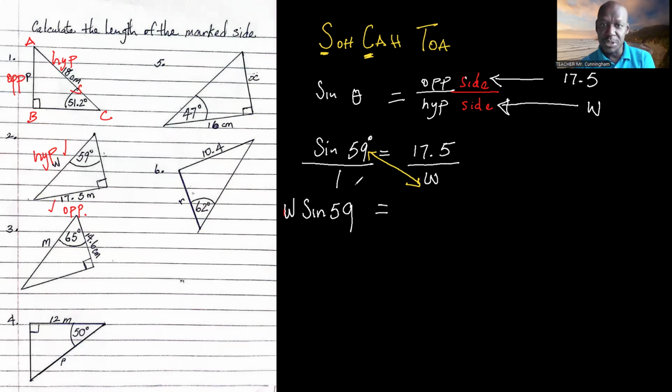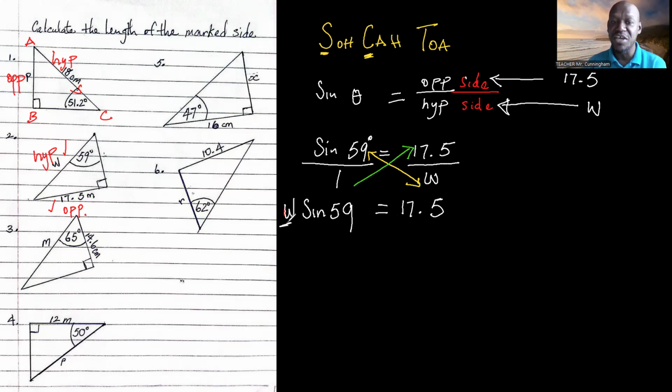Now, the next cross multiplication, I'm putting it in green, will be what? 1 times 17.5. And how much is that? 17.5. Correct. Thank you. Now, people, watch this carefully. You all are mathematicians. I have W times sine 59 equals 17.5.